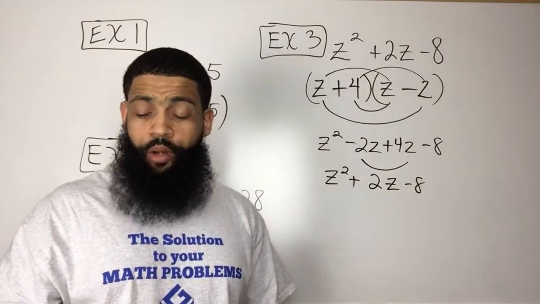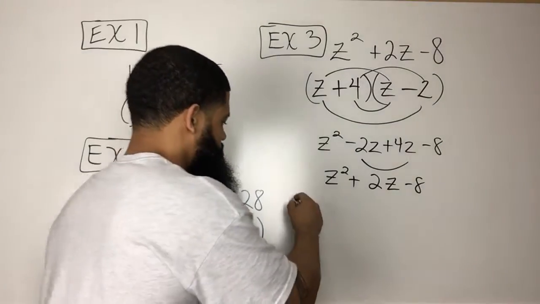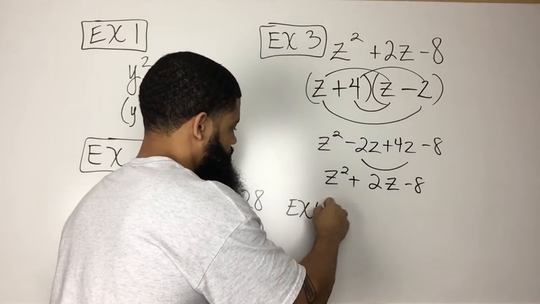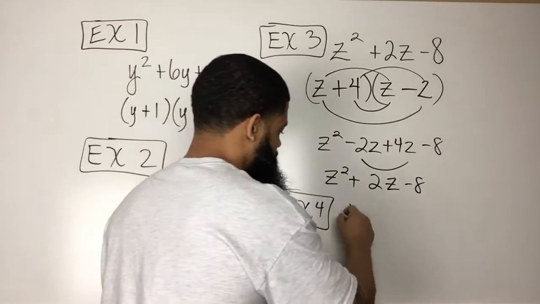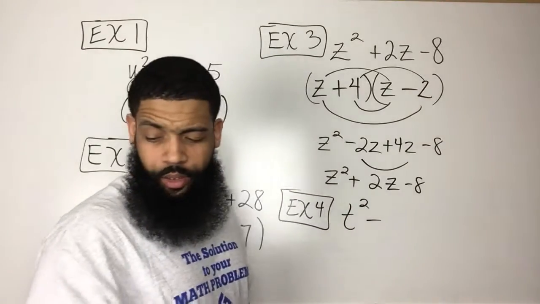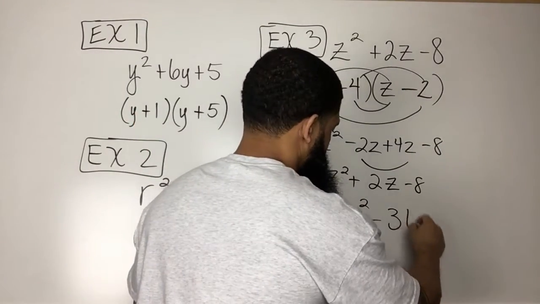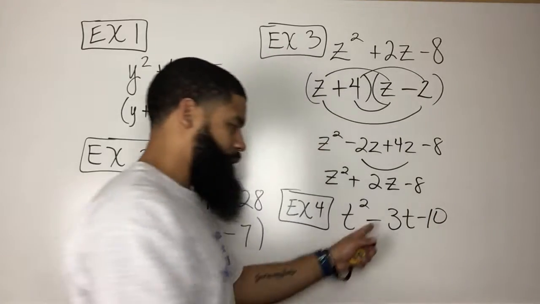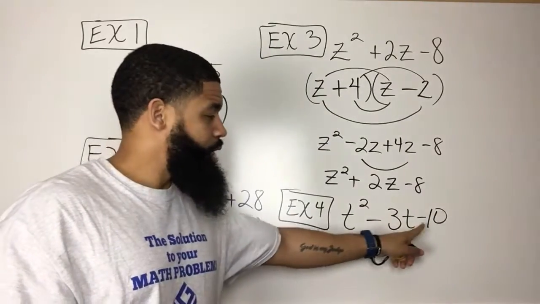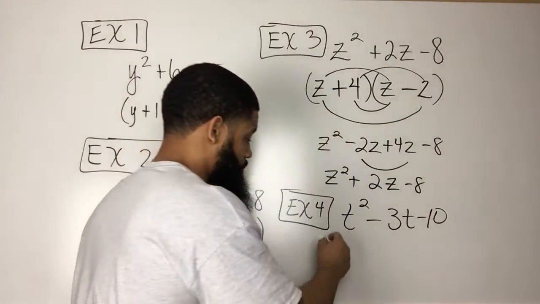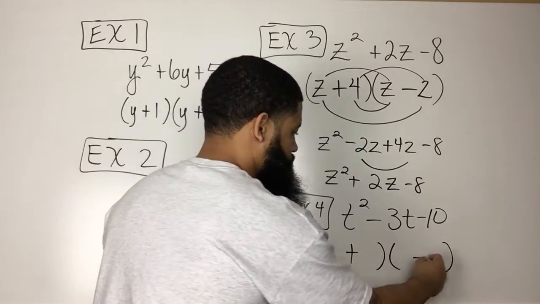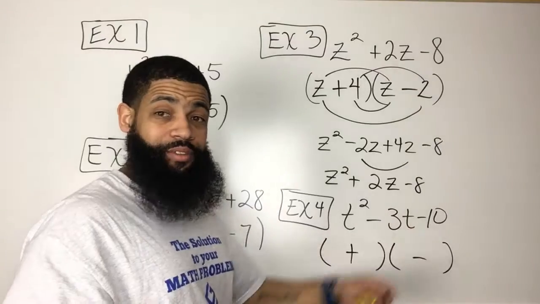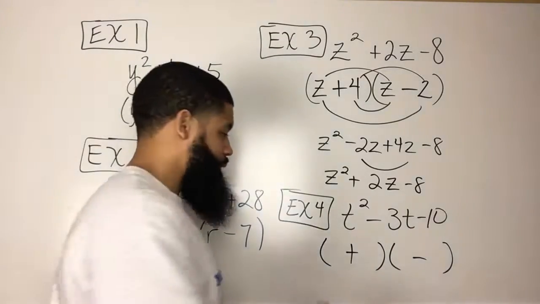All right. Now, one last example I want to do. Let's say I want to do t squared minus 3t minus 10. Notice I have a subtraction sign here and a subtraction sign there. So here our symbols are going to be different, because in order to get this negative 10, I have to multiply a positive times a negative.